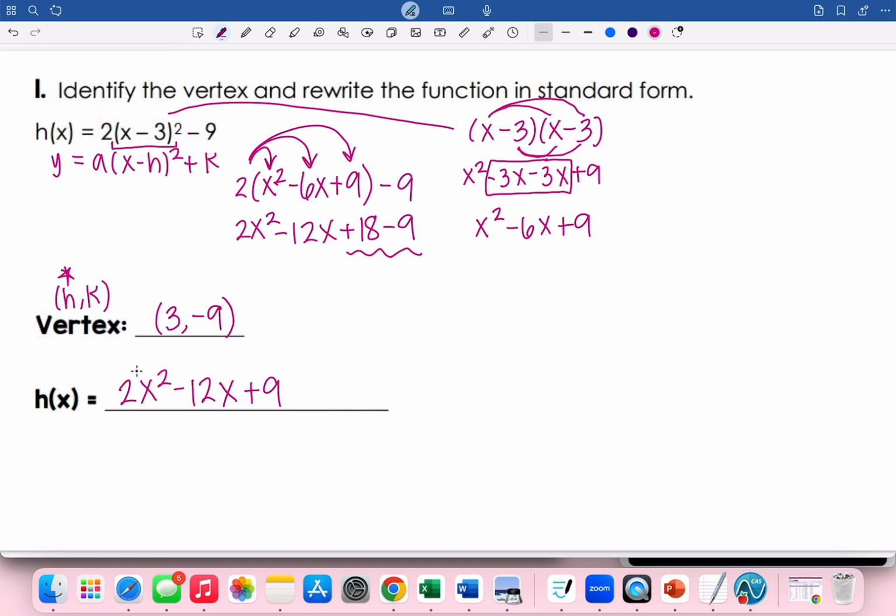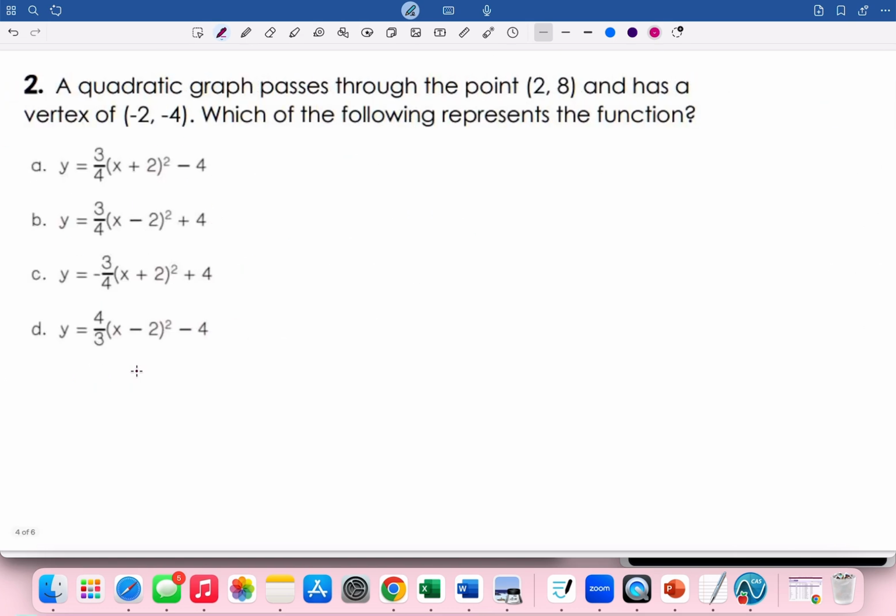Okay, number 2. A quadratic graph passes through the point (2, 8) and has a vertex of (-2, -4). Which of the following represents the function? So guys, here when I look at my equations, I notice that they are written in vertex form, which again is y equals a(x minus h) squared plus k.